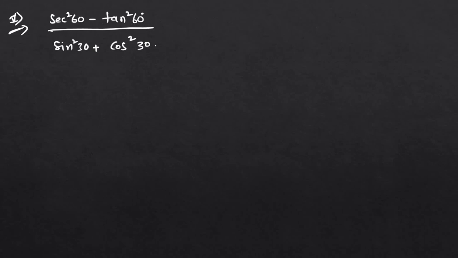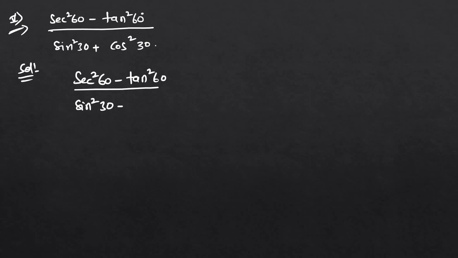Now fifth question solution here. Given question: secant square 60 minus tan square 60, divided by sin square 30 plus cos square 30. So secant 60, what will come here? Cos 60 is equal to 1 by 2. So secant 60 will be 2. Secant 60 value is 2.